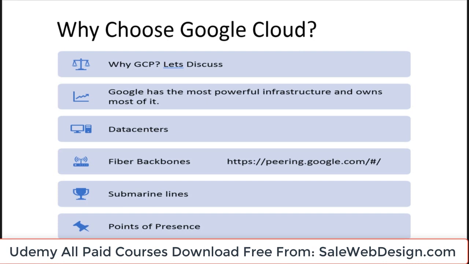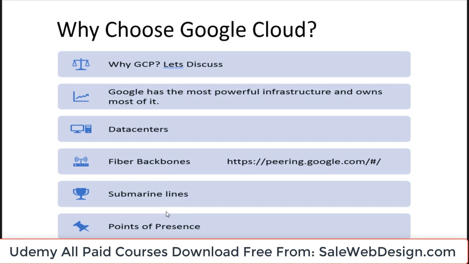Google owns their data centers, and matter of fact, Google's been in the data center business for quite longer than the competitors, so they know data centers. They also have an extensive fiber backbone, and if you go to peering.google.com, you'll find out more, and we'll cover that during the remainder of this chapter as well. They also have submarine lines.